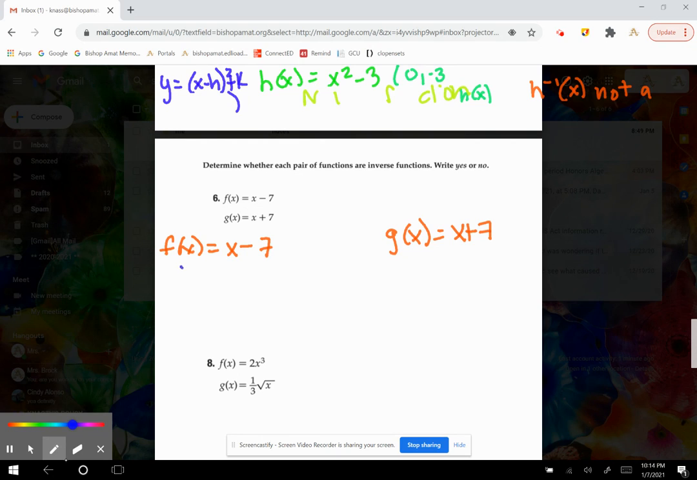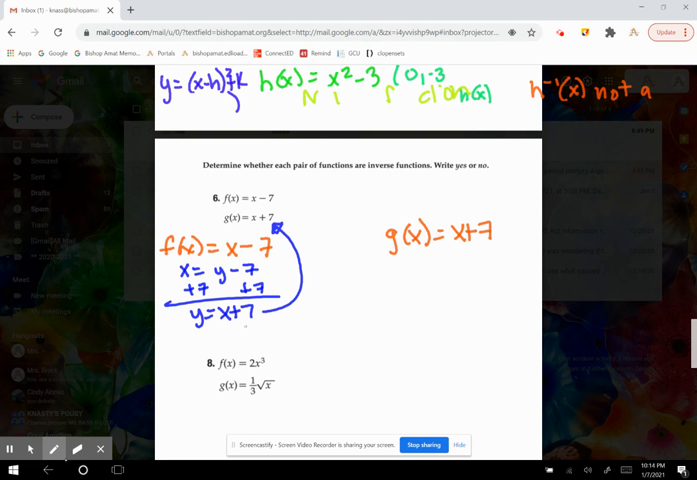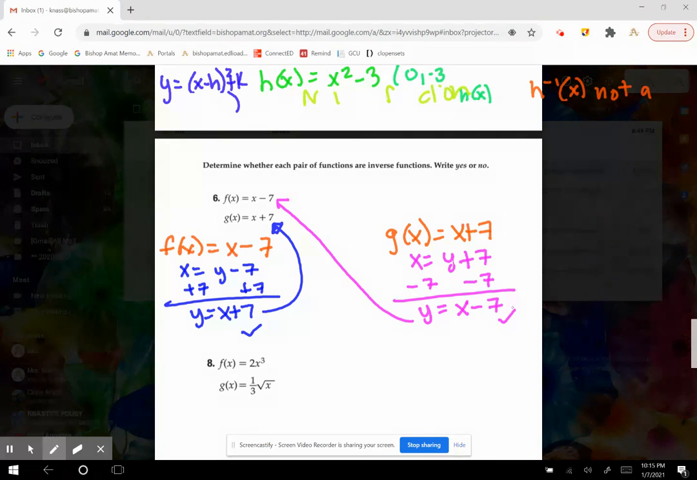Let's start here. This would be x equals y minus 7. Add 7 to both sides. Y is equal to x plus 7. Yes, it matches. Check. Okay, let's figure out the last one. This would be x equals y plus 7. Subtract 7 from both sides. So y equals x minus 7. This matches the other one. So check.